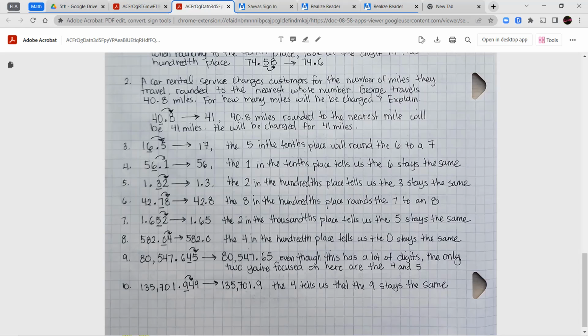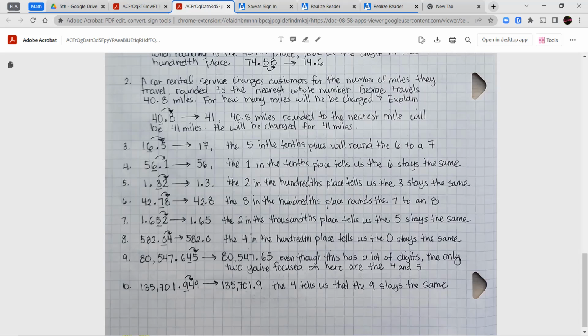Now that 5 is going to tell me that my 4 in my hundredths place is going to round up. So 80,547 and 645 thousandths is going to become 80,547 and 65 hundredths. So that 64 that we were looking at became a 65.